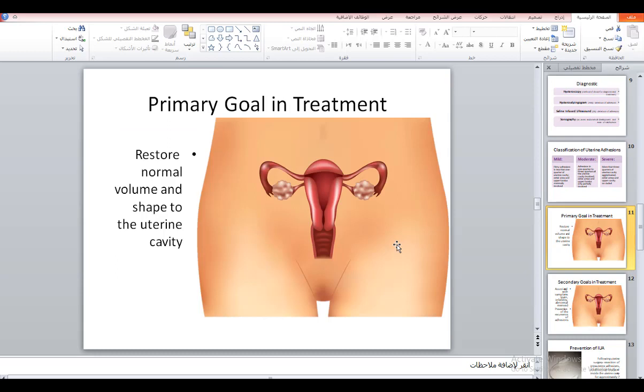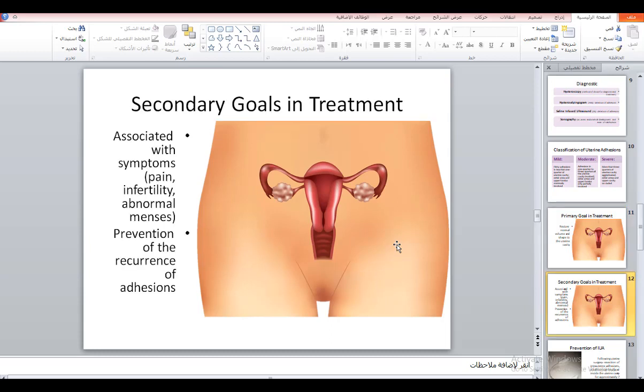The primary goal in treatment is to restore a normal volume and shape to the uterine cavity. The secondary goals are associated with symptoms: pain, infertility, abnormal menses, and prevention of recurrence of the adhesion.